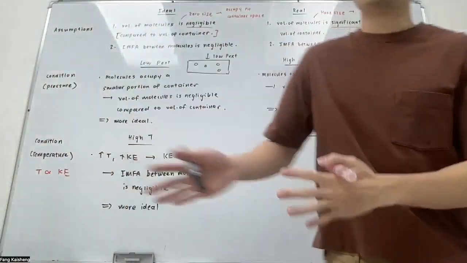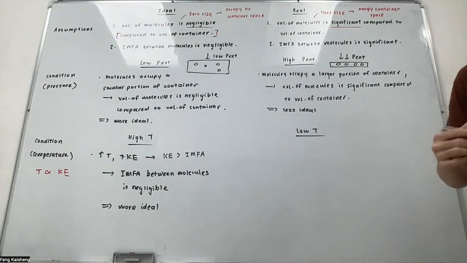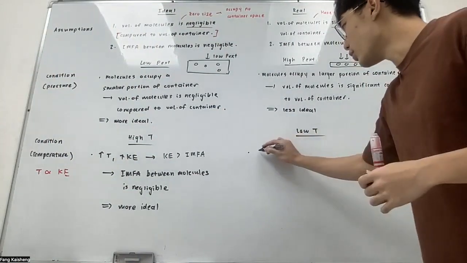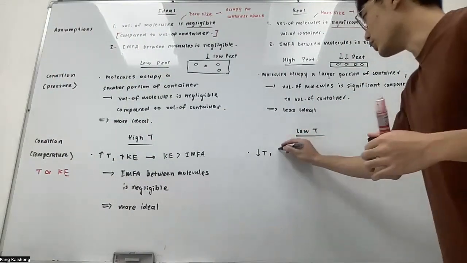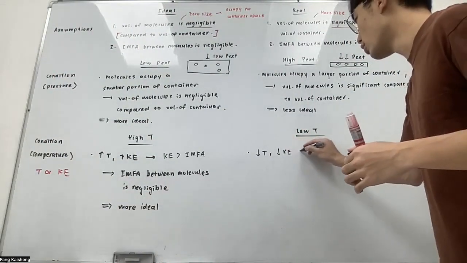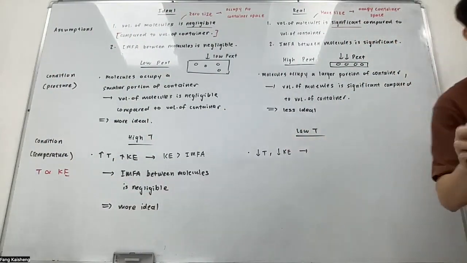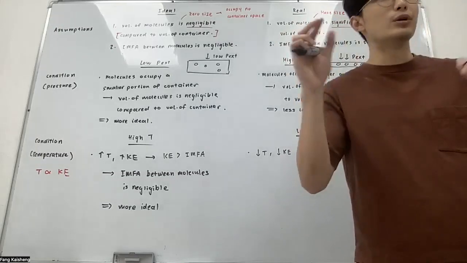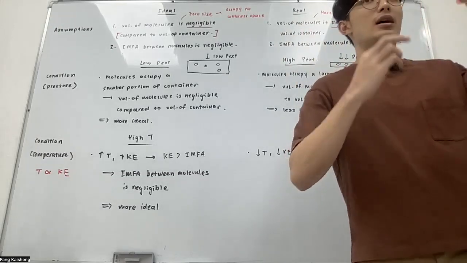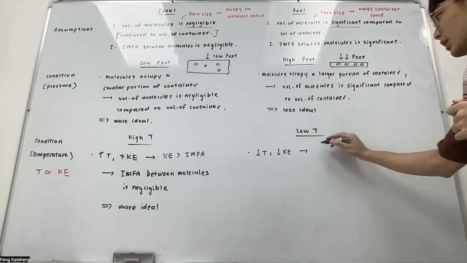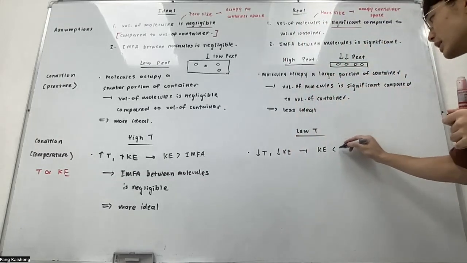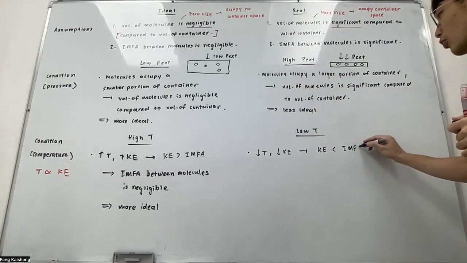Then you just need to repeat the same thing for the other side, right? Okay, so when you have low temperature, what also happens? Okay, good. So you now can imagine that the molecules are moving very, very slowly. So if they're moving very, very slowly, what can now happen? Okay, now they can form intermolecular forces with one another, right? In other words, the KE is not as significant as the intermolecular forces.